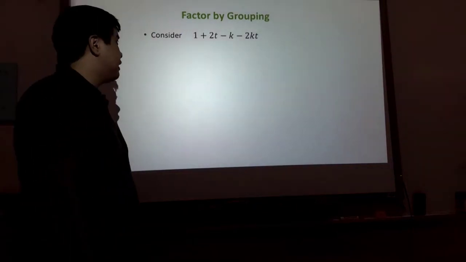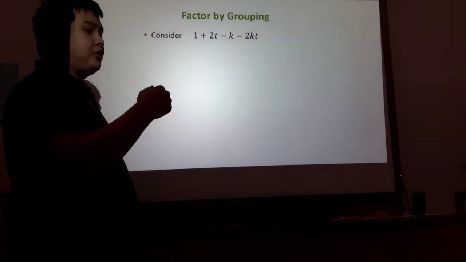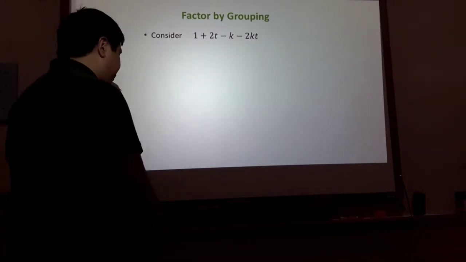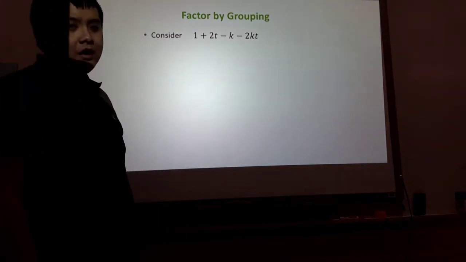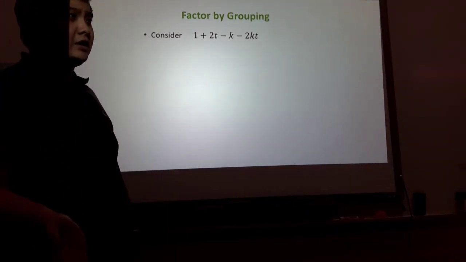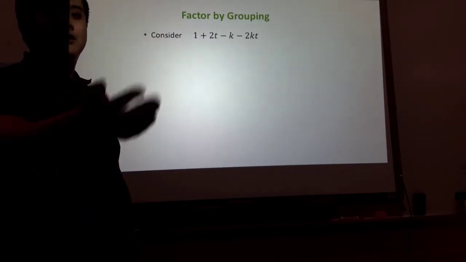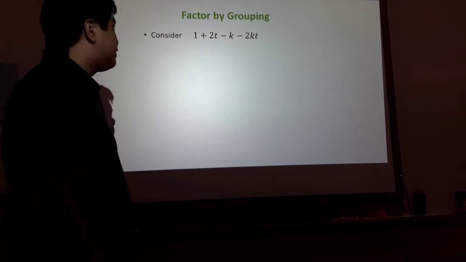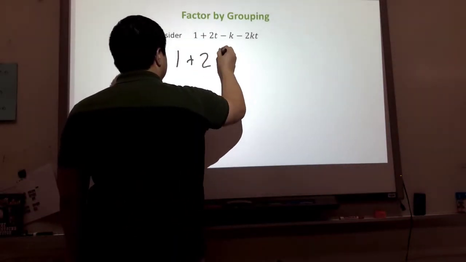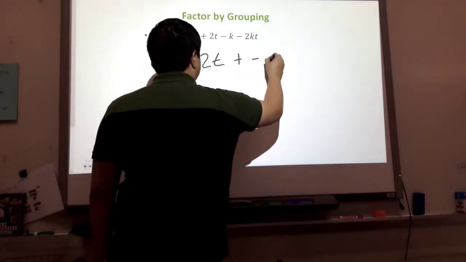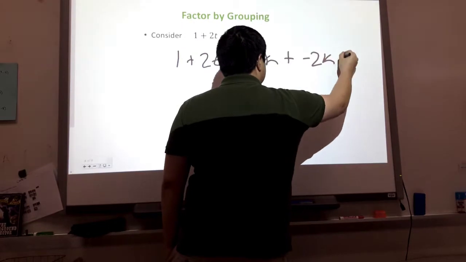Here we have something, again, 4 terms right here. We're going to factor this by grouping. And here, as opposed to the last one, we have subtraction. Subtraction is something that we can't do one way and the other, because 5 minus 3 is not the same thing as 3 minus 5. So we're going to change this to addition of the opposite. 1 plus 2t plus negative k plus negative 2kt.